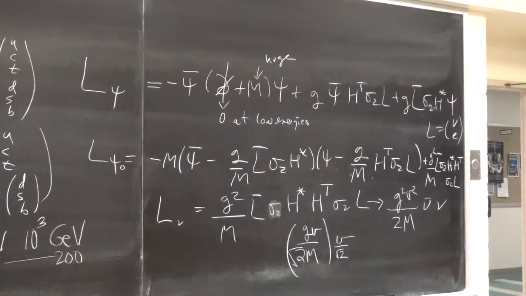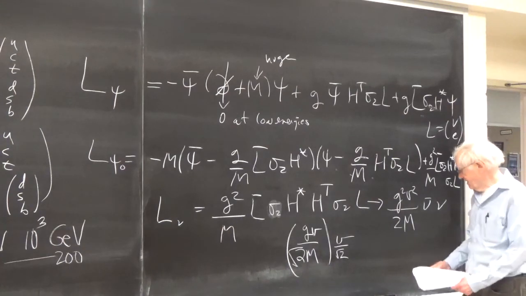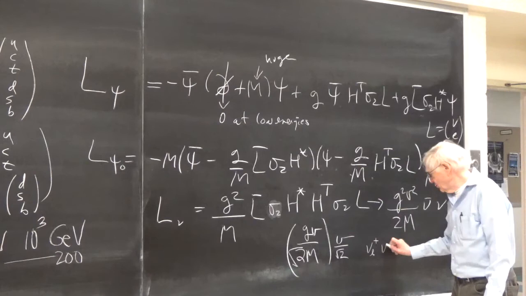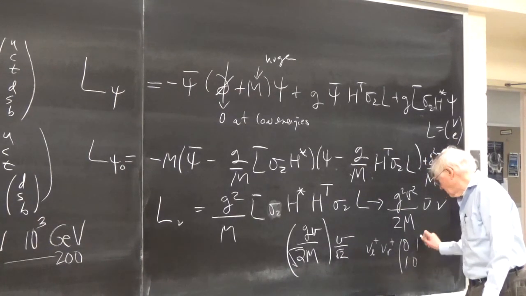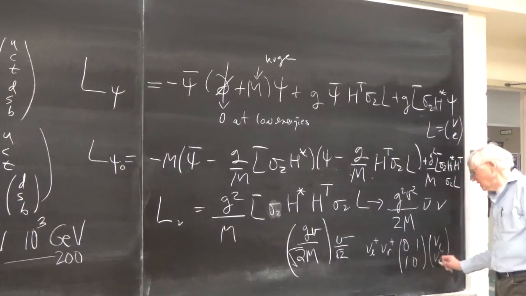And then what we have is either Dirac masses or Majorana masses, because this is also a Majorana mass term if the field is Majorana. After all, what is nu bar nu? It's nu left dagger, nu right dagger, times the matrix 0, 1, 1, 0, times nu left, nu right.